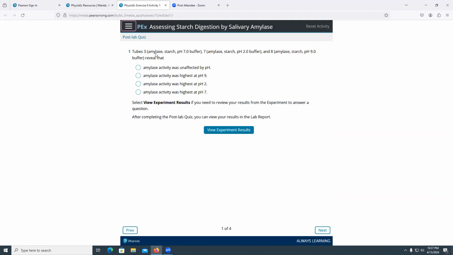Tube 3 had the amylase, the enzyme, starch, the reactant, and the optimal pH 7. Tube 7 had our enzyme and our starch reactant, but the pH was 2. It is no longer optimal. So the capacity of the amylase enzyme operating in a reaction under these conditions in tube 7 is obviously going to be lower than tube 3. The same thing in tube 9 is also going to be lower. So that means amylase activity was the highest at 7.